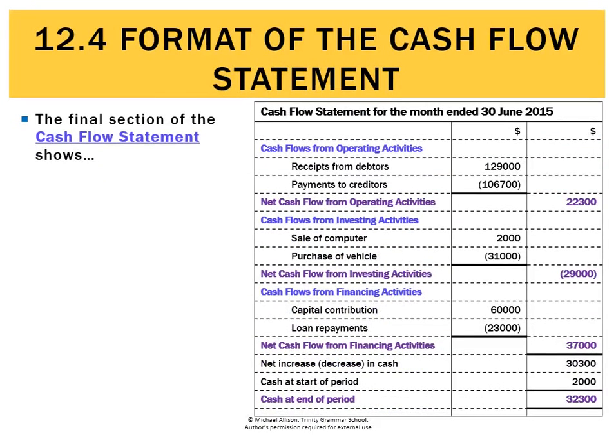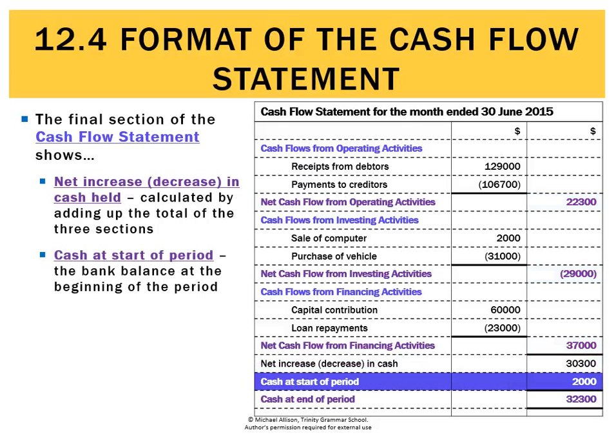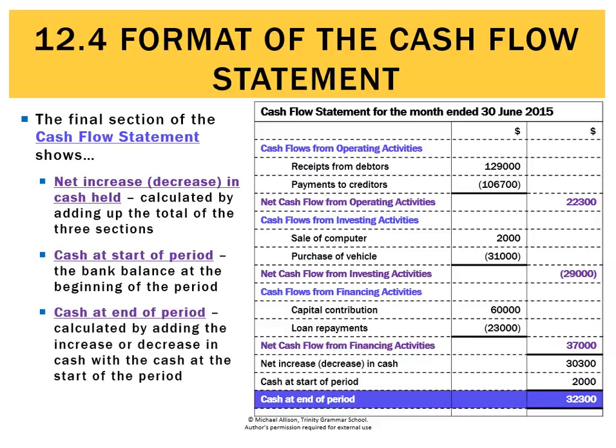The final section needs to be set out in this way. We start with net increase or decrease in cash. So in this case, it's gone up 30,300. That's simply the sum total of the 3 sections. So I'm adding up the net cash flow from operating activities, investing, and financing, for a total of 30,300. I then add that to the bank balance at the start of the period. So this business had $2,000 in the bank at the start of the month. Now they made 30,300. So at the end of the period, we finish with a total cash of $32,300, and that's the amount that would show up in your cash at bank ledger in the balance sheet.